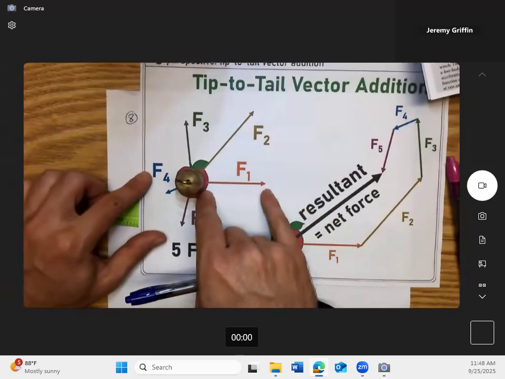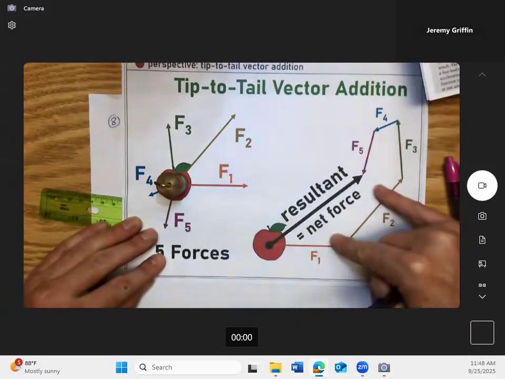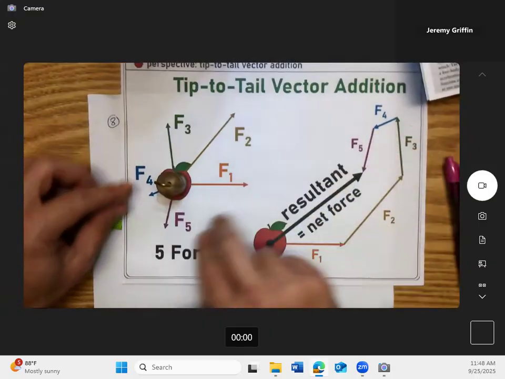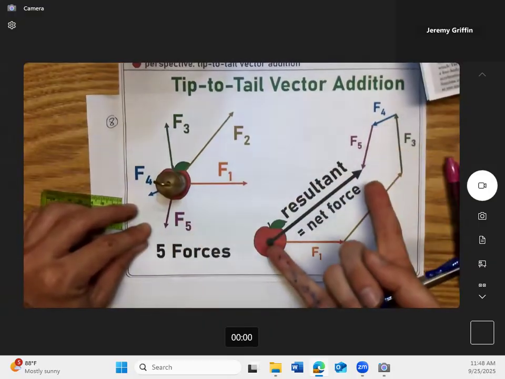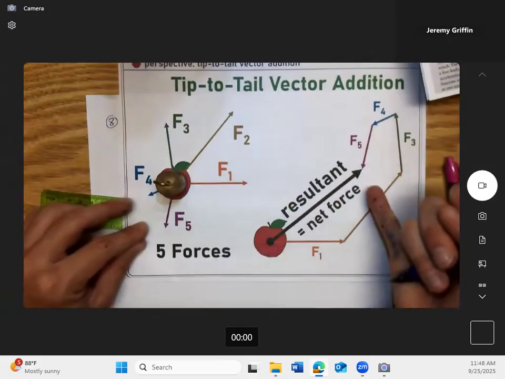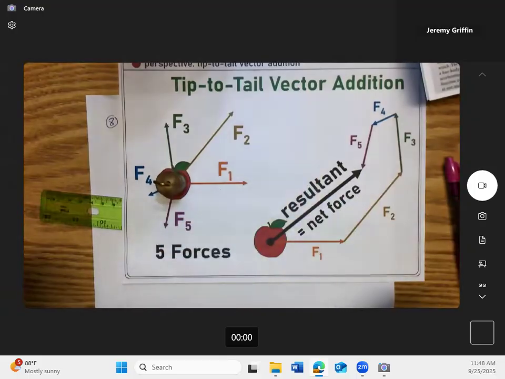But you can take these one at a time in any order. Okay? And see how they're all connected tip to tail like a chain? Okay? And then the tail of the first one and the tip of the last one tells you the resultant, which is the net force. So it's as if there's a single force just pushing that way. Is that big? Okay. Right.